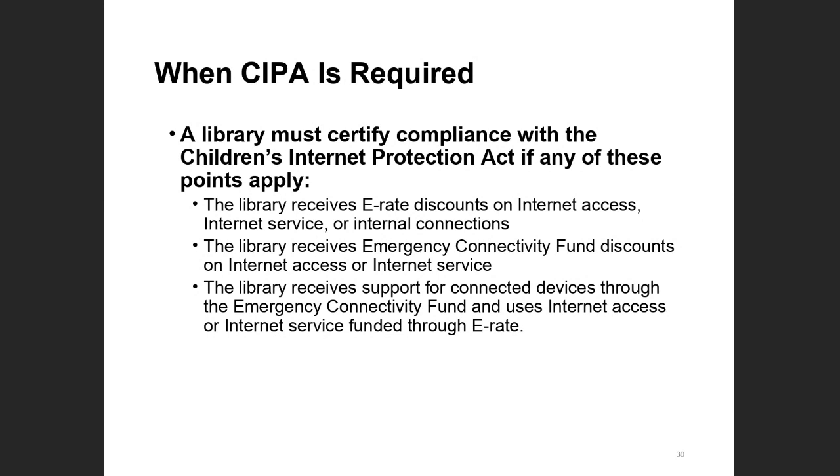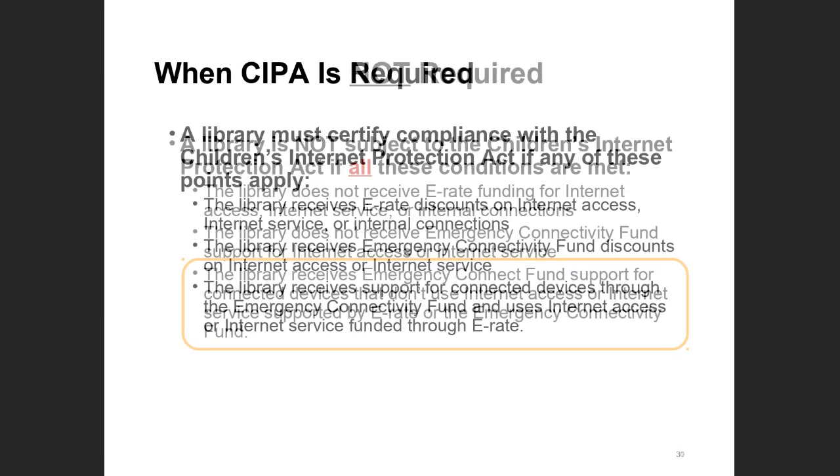You also have to be CIPA compliant if you're going to get emergency connectivity funding for discounts on internet access or internet service. So that would be the cellular data plan for your hotspots, or maybe some kind of internet line for a non-library location. Also, if you get support for connected devices like laptops or tablets, you have to comply with CIPA if you're also getting either E-rate or emergency connectivity funding for an internet service. I hope that's clear. If not, please ask questions.